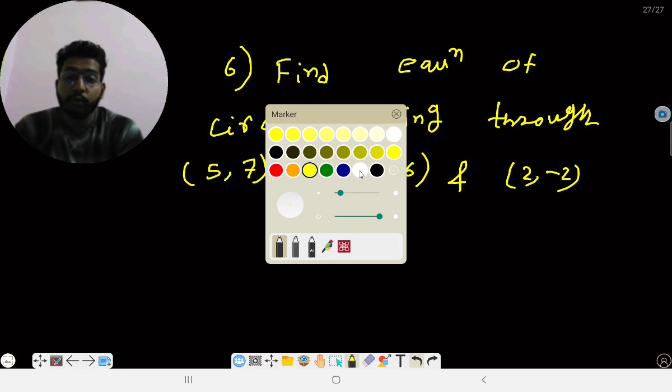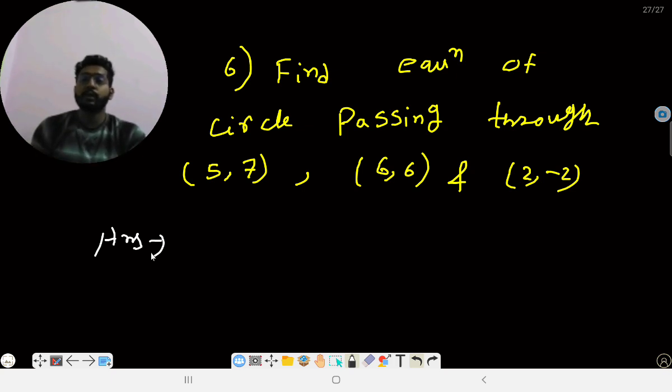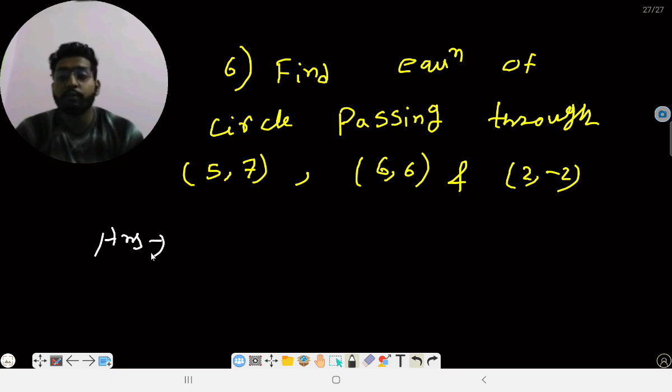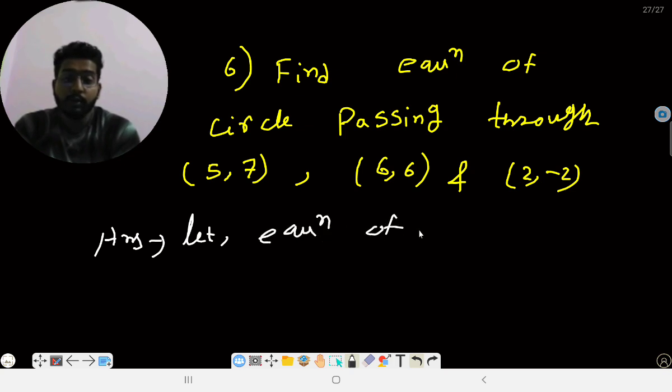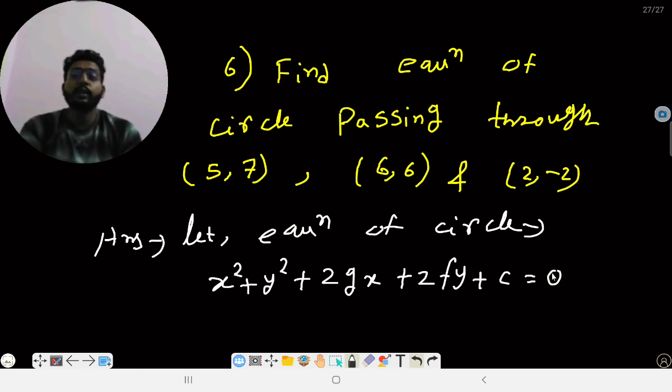Whenever this type of question comes, we will use the second equation of the circle. At first we saw that there are two equations of circles. One is (x minus alpha) whole square plus (y minus beta) whole square equals r square, and the next one is x square plus y square plus 2gx plus 2fy plus c equals 0. If 3 or 4 points are given, use the second one. Let the equation of the circle be x square plus y square plus 2gx plus 2fy plus c equals 0.